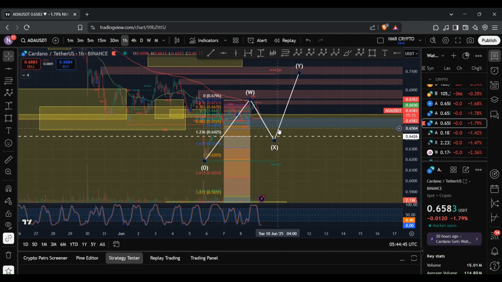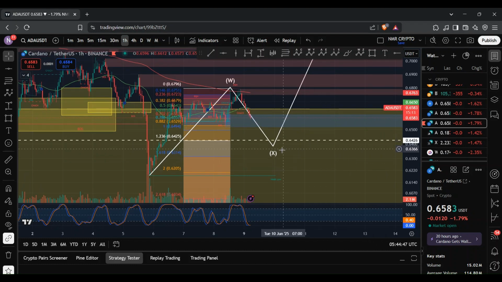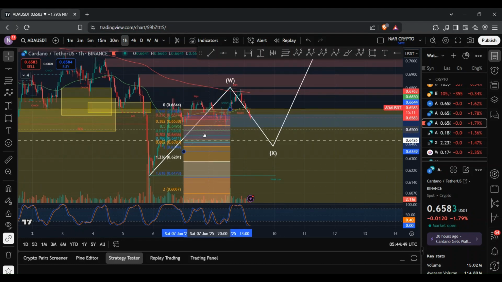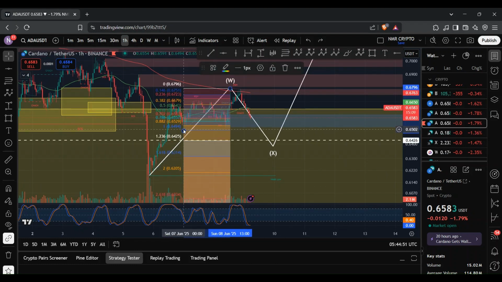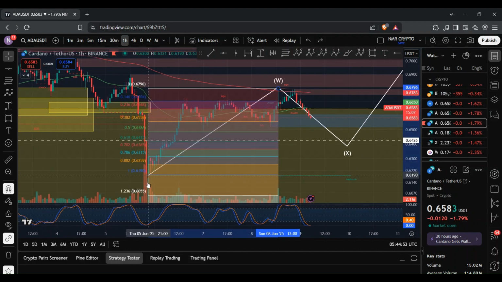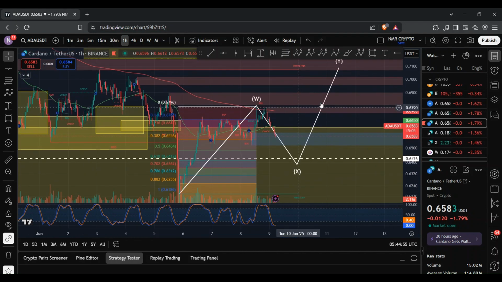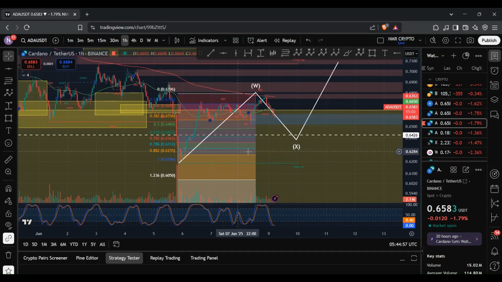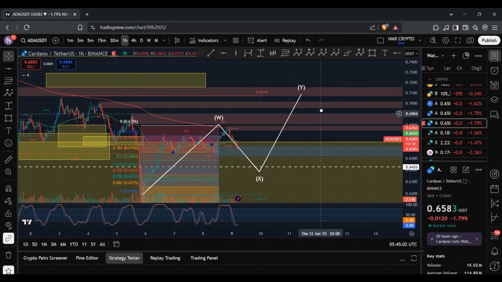And for this move to play out, ADA would need to trade anywhere between, in fact, if I adjust this, so that X wave would typically retrace anywhere between that 50 to 78.6% retracement level. So ADA would need to trade between 62.55 cents to 64.84 cents. And then we get to see that bounce to the upside.